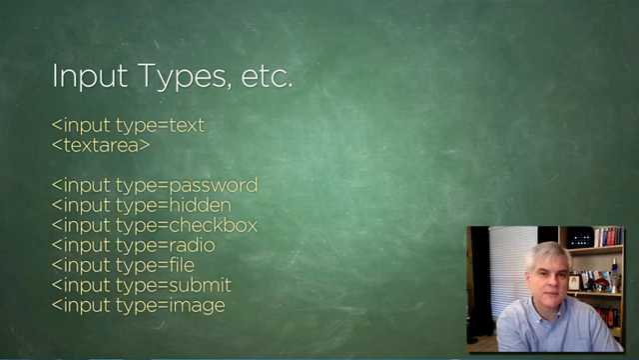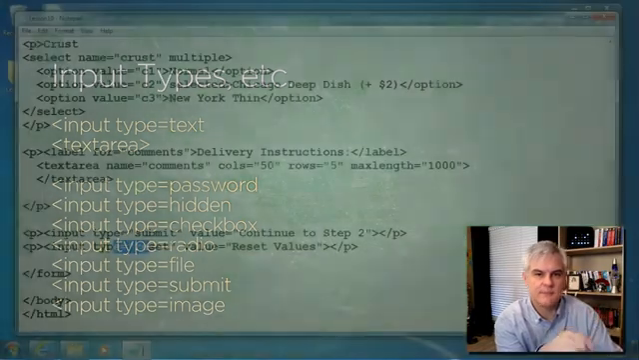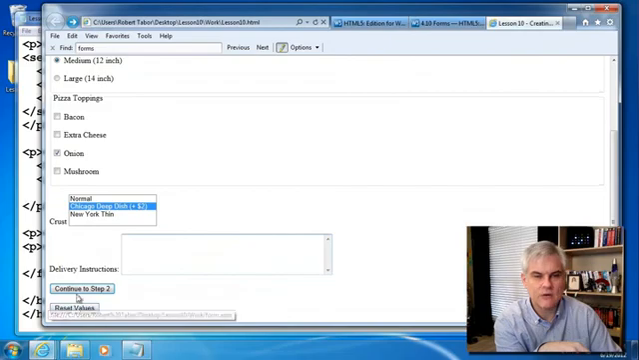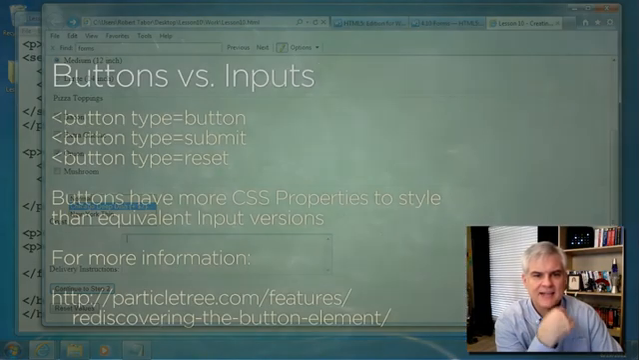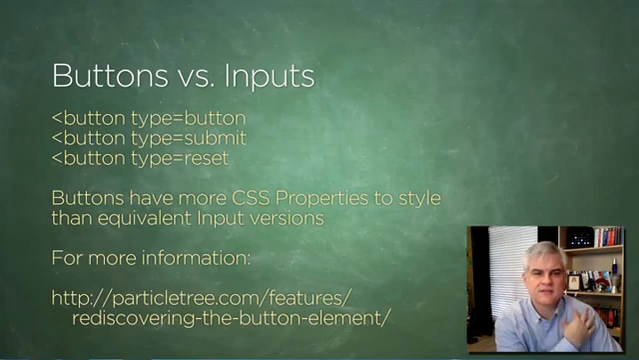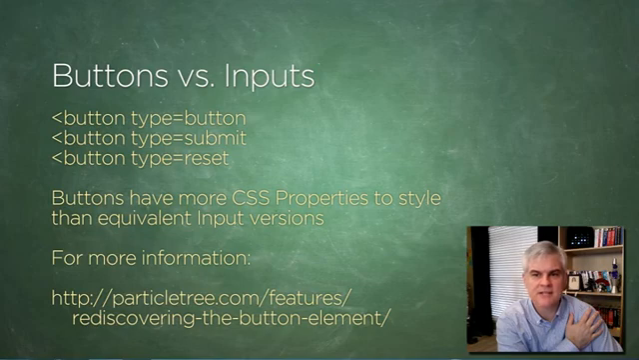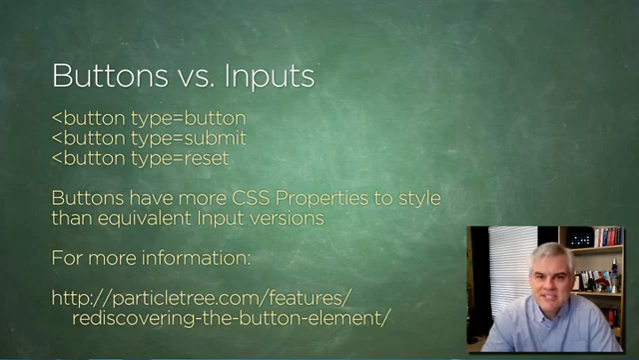There's an image for an image button, so you can use an image instead of the Battleship Gray style buttons like we've used here in our example. And then there's also just a type equals button. And then there are different types of buttons. There's the button type equals button, button type equals submit, and the button type equals reset. So you might be wondering what the difference is between input type equals submit and button type equals submit. And so basically the button has more CSS properties available to it for the purpose of styling.